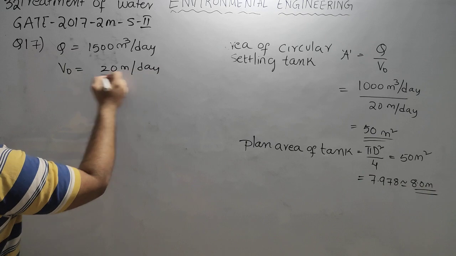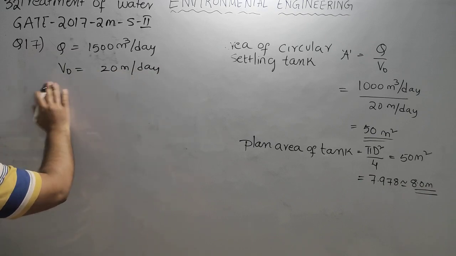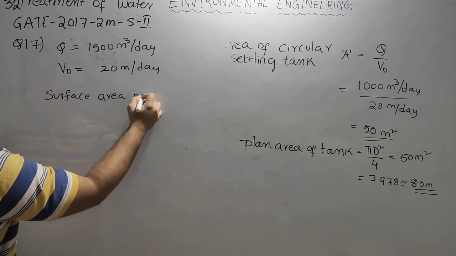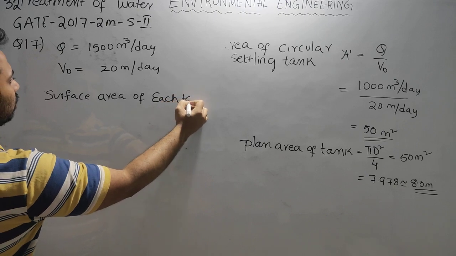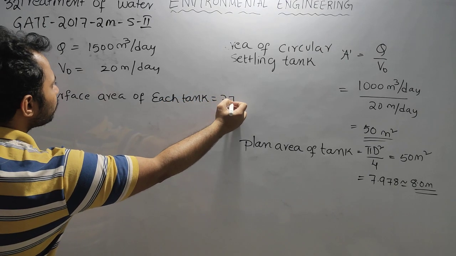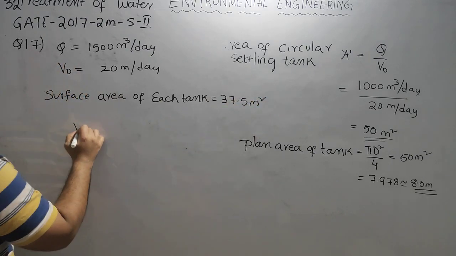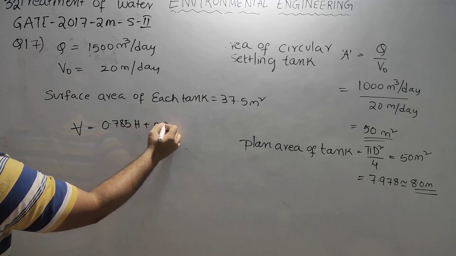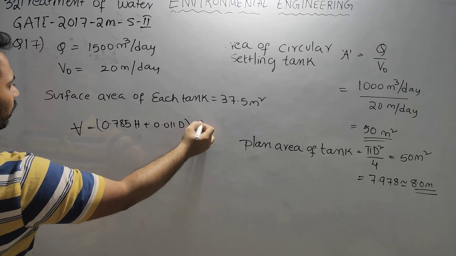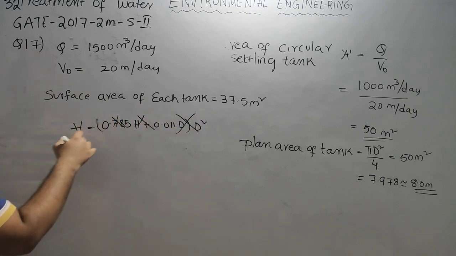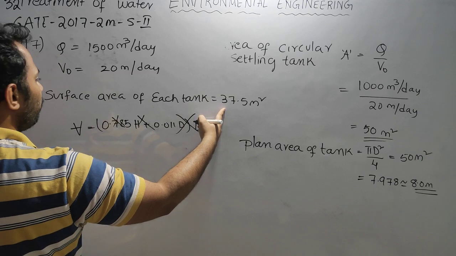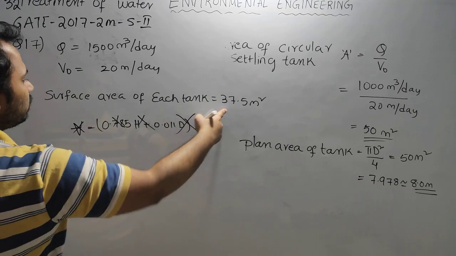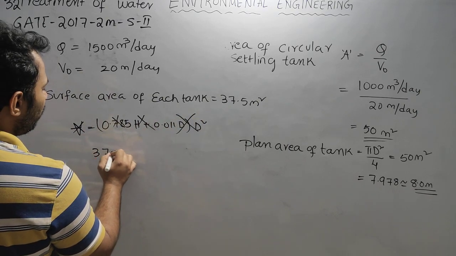So here we got the surface area of each tank, 37.5 meter square. There I told to equate it to volume, actually 0.785 H plus 0.0011 D, like that formula we have taken. It is wrong actually. We don't take volume here. Here it is surface area, right? So we have to equate this 37.5 meter square to surface area.